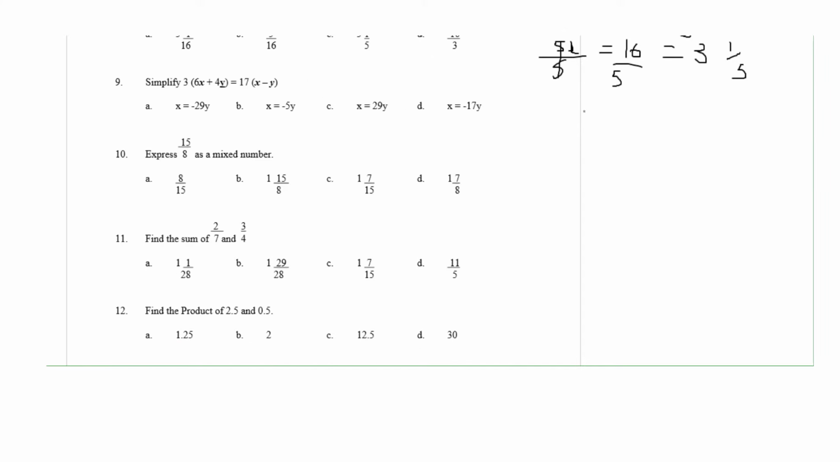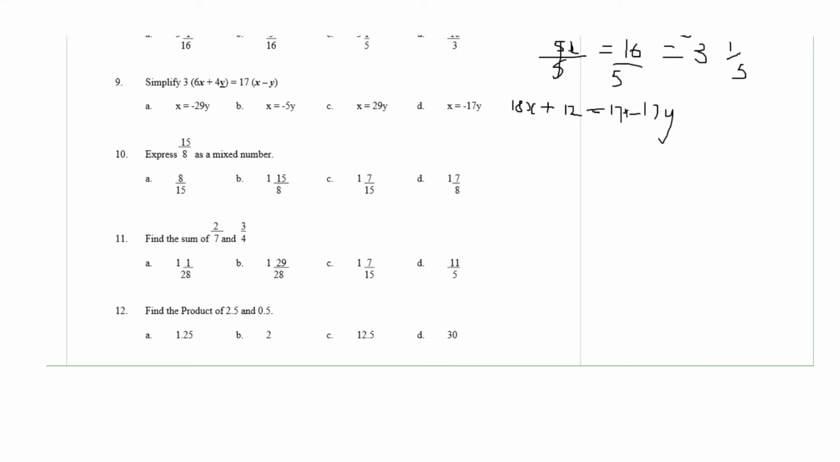Okay, so the next one is to simplify this. In order to simplify, we're gonna multiply each term in the bracket by the term outside. So we're gonna have 3 times x, that's 18x, plus 3 times 4y, that's 12y, and that's equal to 17 times x, that's 17x, minus 17 times y, that's 17y. I forgot my x here.